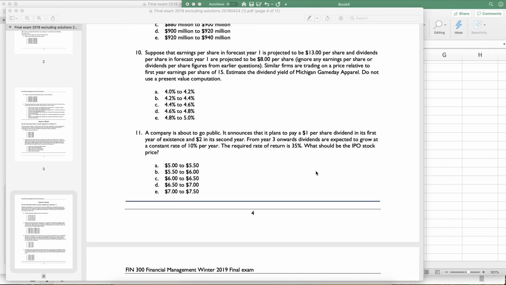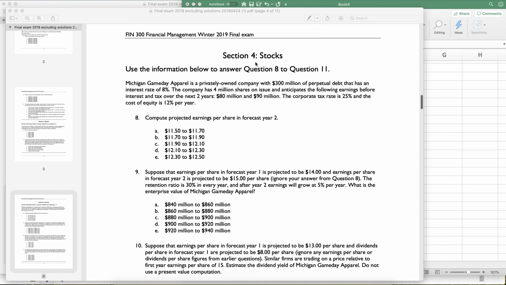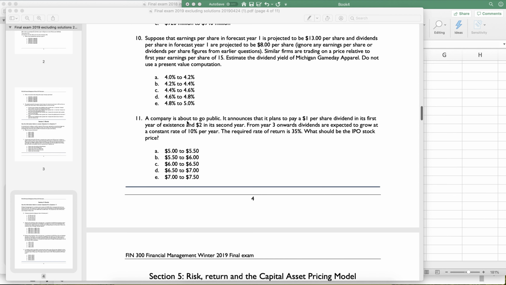Question 10 is unrelated to the above. It says, or to the setup for questions 8 through 11. It just is on its own.